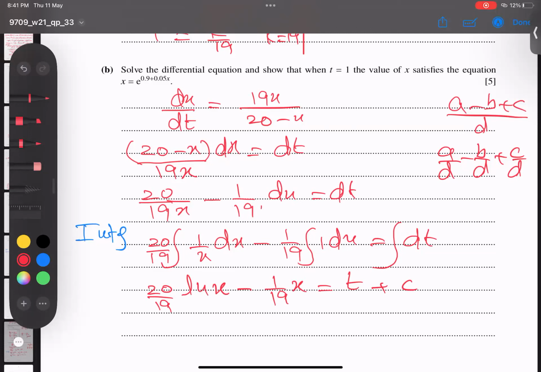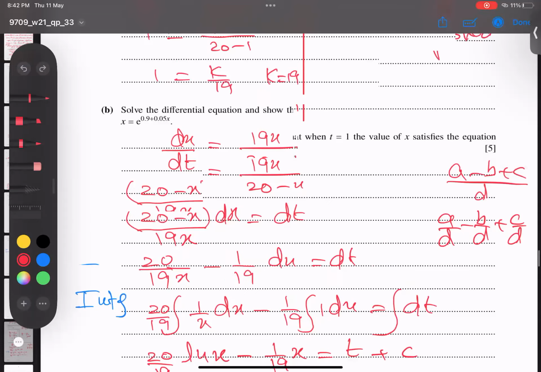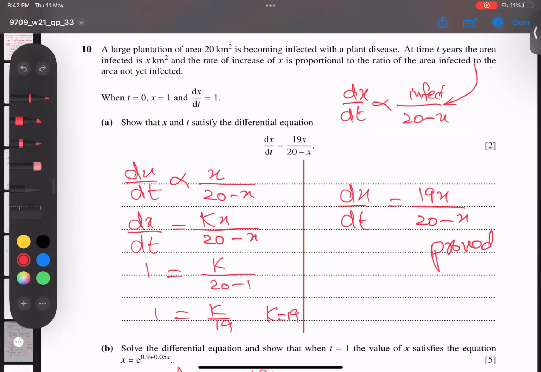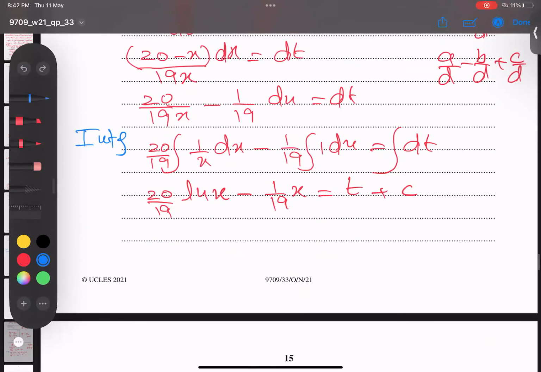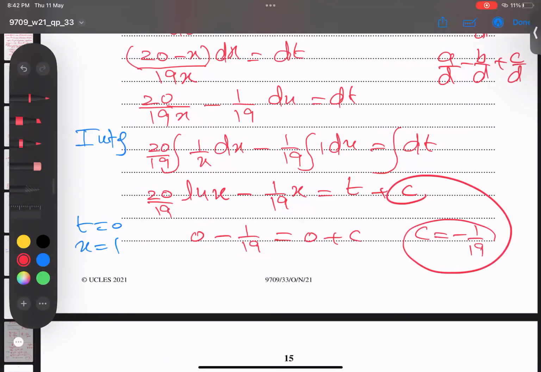If you are confused with this 19, you can shift it at the starting stage to the right side. So 19 multiplied there, you get a 19 here. Even that is also correct, and this is also right, no problem at all. I use the data t0 and x1. When I put x equals 1 here, you know ln 1 is 0, it is gone. When x is 1 here, I get 1 over 19. When t is 0 here, it's gone. So the C value is minus 1 over 19.